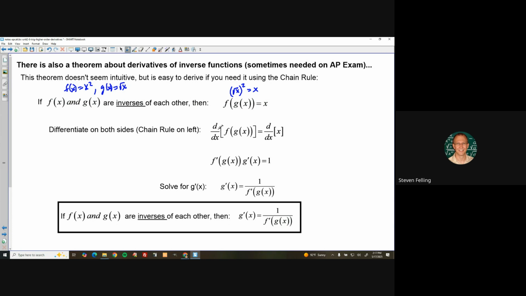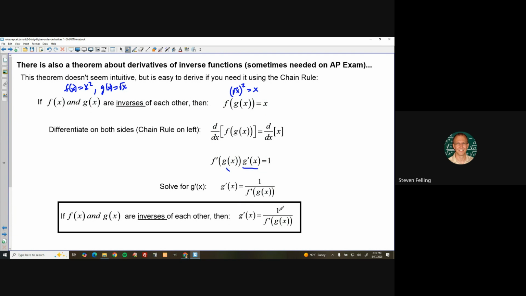So the derivative on the left side is the derivative of the outer function f prime with g plugged in, by the chain rule times the derivative g prime of x. And the derivative of x over here is just 1. That means that if you solve by dividing, g prime of x is 1 over f prime of g of x.